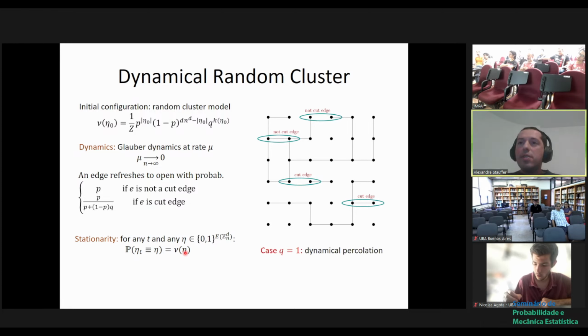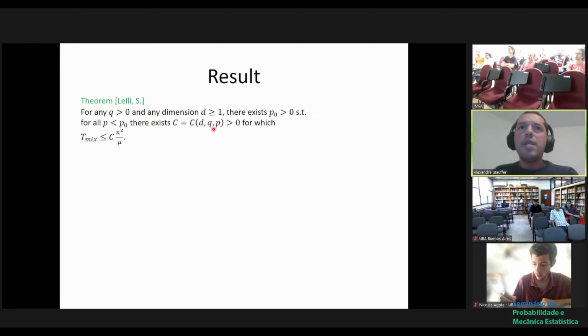Okay, so let me tell you, the case q equals 1 is just dynamical percolation. If q is equal to 1, the extra term that we had in the measure for each connected component disappears, and you get back to dynamical percolation. Okay, so what are the results?